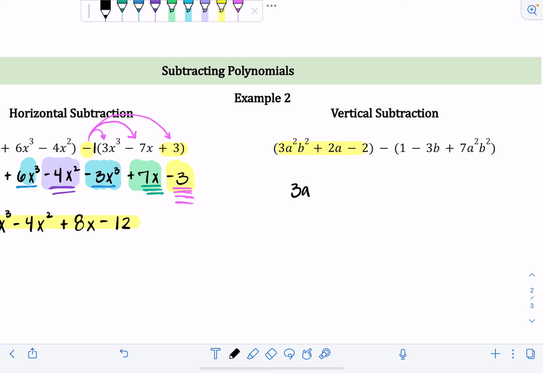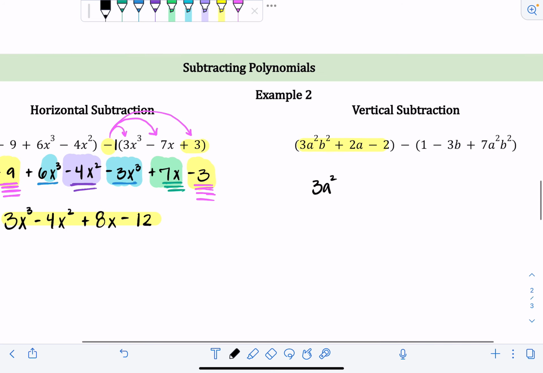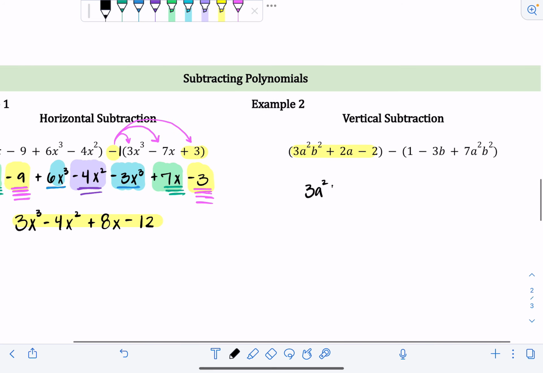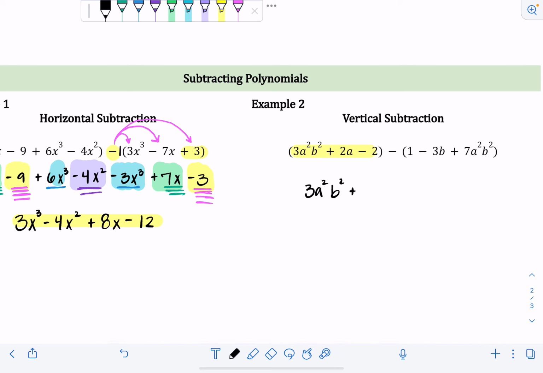So 3a squared b squared plus 2a minus 2. And then you can do this like before or after. There's a couple different orders that you can go about this in. So I'm just going to go ahead and copy that second parentheses underneath it, not as is, but I'm not going to change the signs yet. I'm just going to line up the like terms.